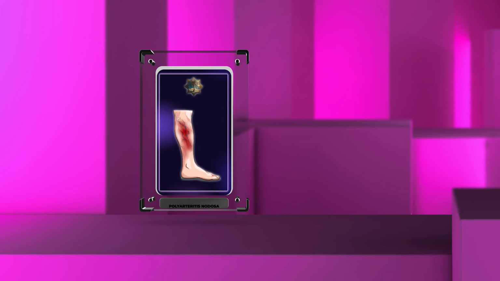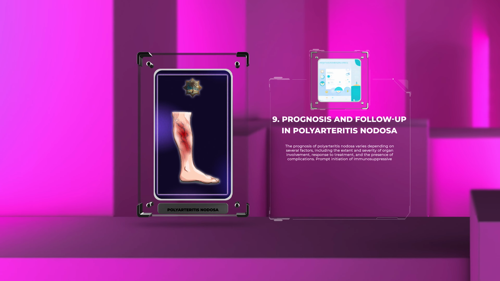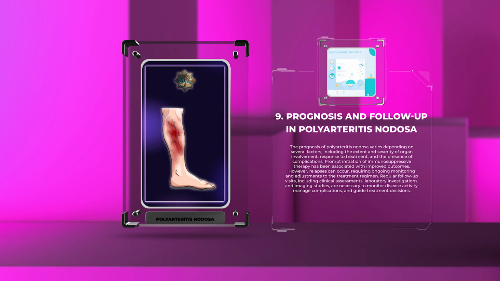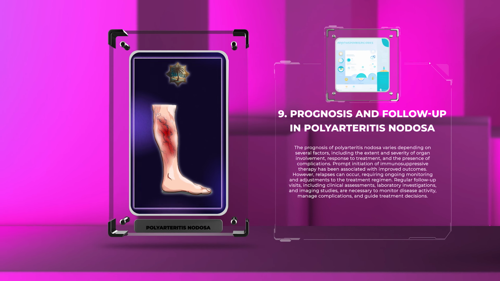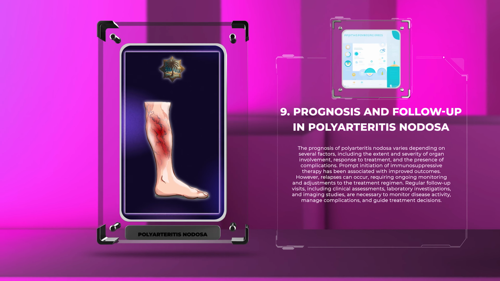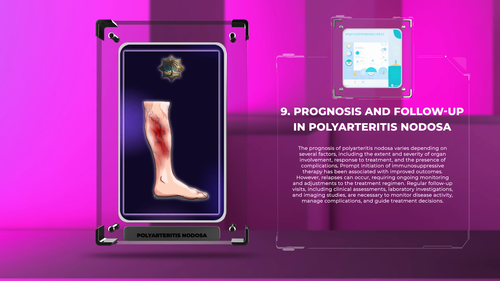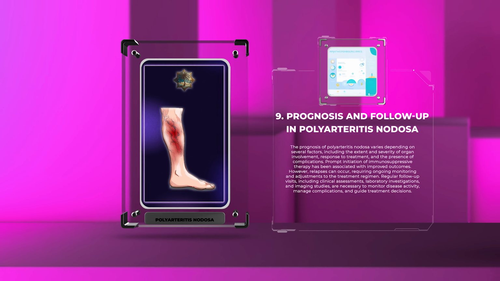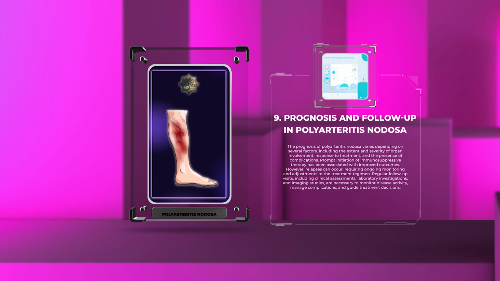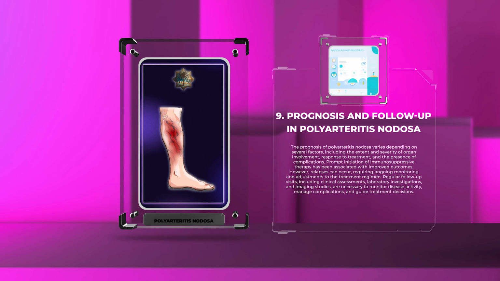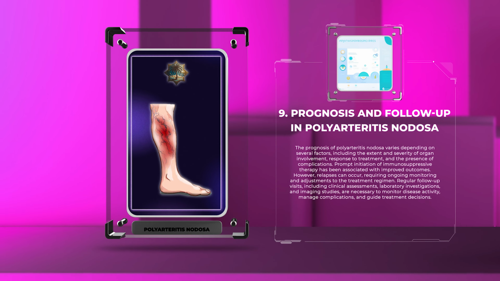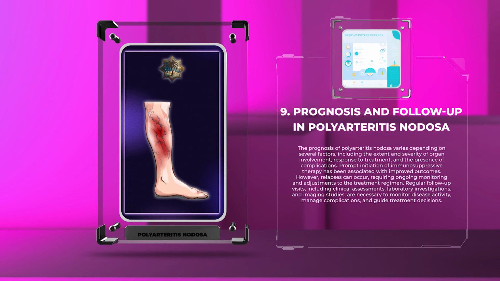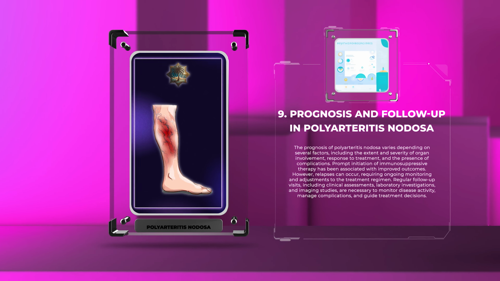The prognosis of polyarteritis nodosa varies depending on several factors, including the extent and severity of organ involvement, response to treatment, and the presence of complications. Prompt initiation of immunosuppressive therapy has been associated with improved outcomes. However, relapses can occur, requiring ongoing monitoring and adjustments to the treatment regimen. Regular follow-up visits, including clinical assessments, laboratory investigations, and imaging studies, are necessary to monitor disease activity, manage complications, and guide treatment decisions.